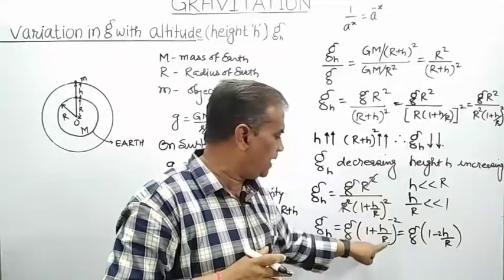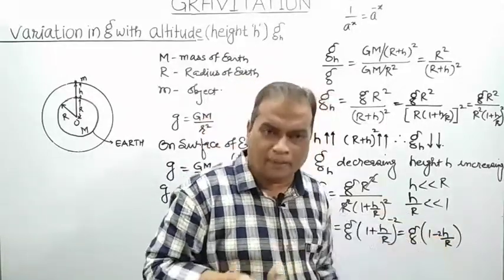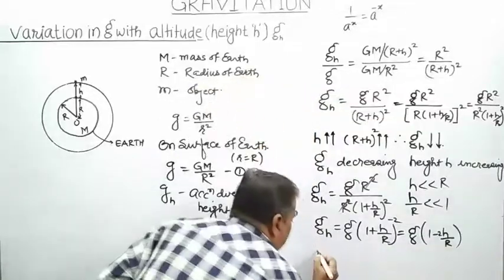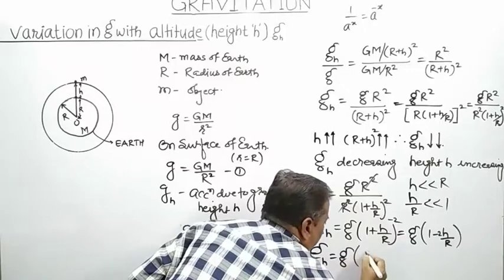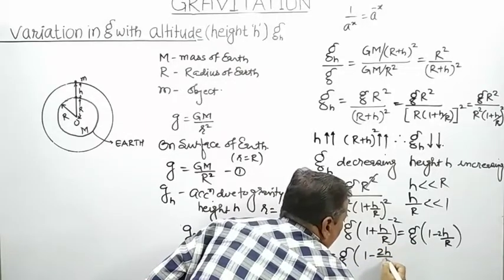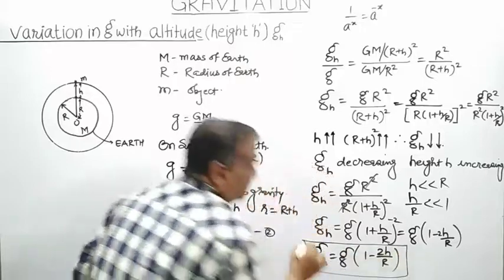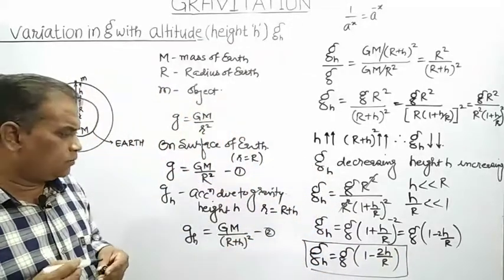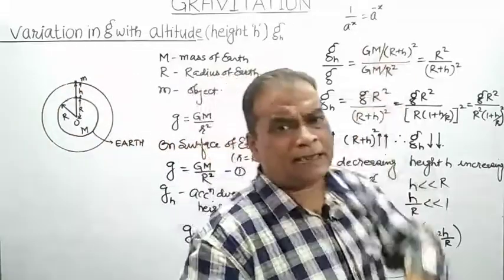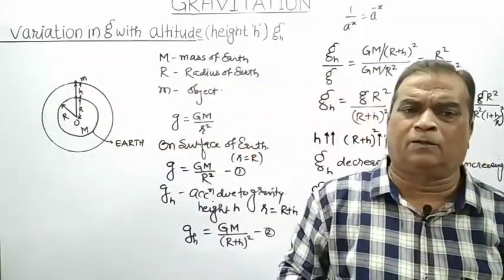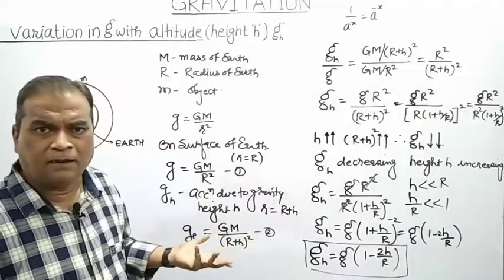(1 plus h by R) raised to power minus 2 becomes 1 minus 2h by R by approximation. So acceleration due to gravity at a height h is equal to g in bracket 1 minus 2h divided by R, and by using this expression, you can find what is the acceleration acting on an object which is at a height h above the surface of the earth.